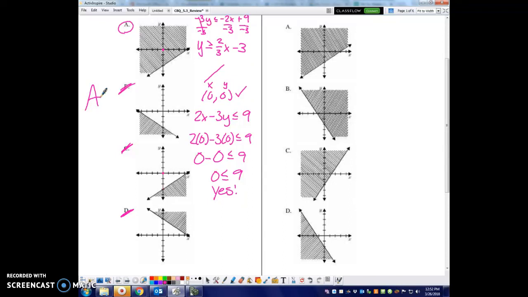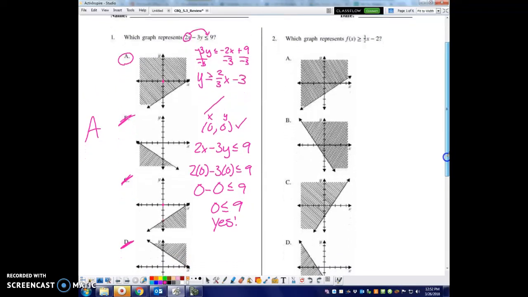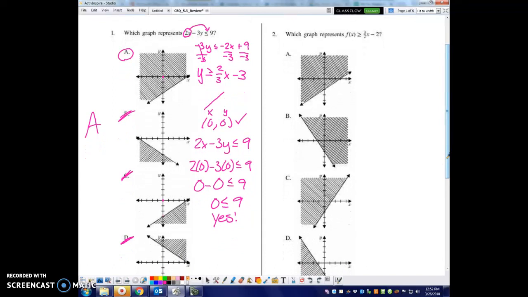Alright. Number 2. Which graph represents this equation? Well, negative 2 is the y-intercept, so you make sure they all have negative 2. They do. The slope is a positive 3 over 2, so that's positive, that's negative. That's positive, this is negative. So now we're looking at these two.